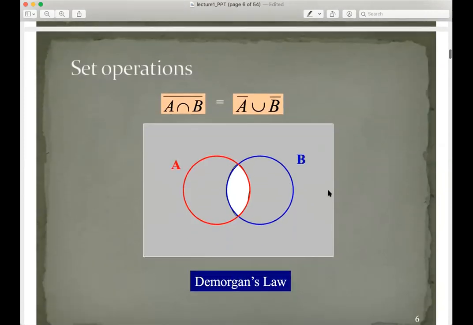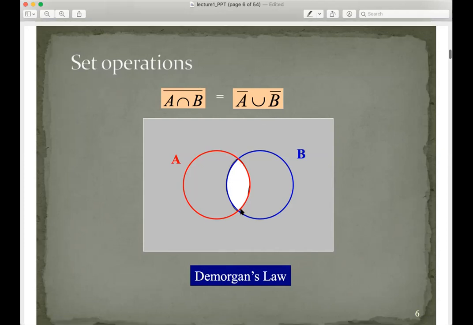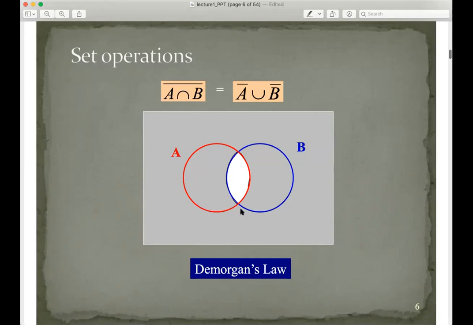The second De Morgan's law is that the complement of A and B is equivalent to not A or not B. So that would be within this area. Okay, so you can find that this set theory is a very basic, elementary theory for you to understand how we represent some of the sets or some of the objects within the sets.